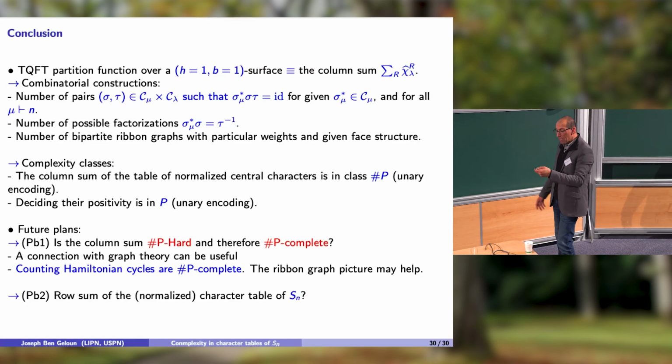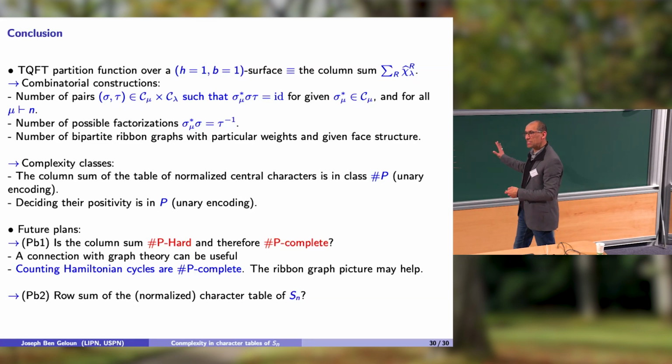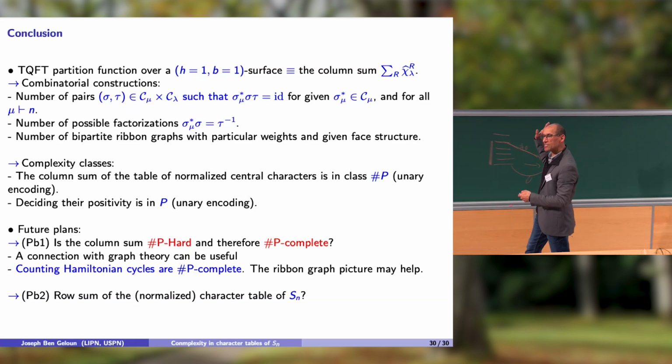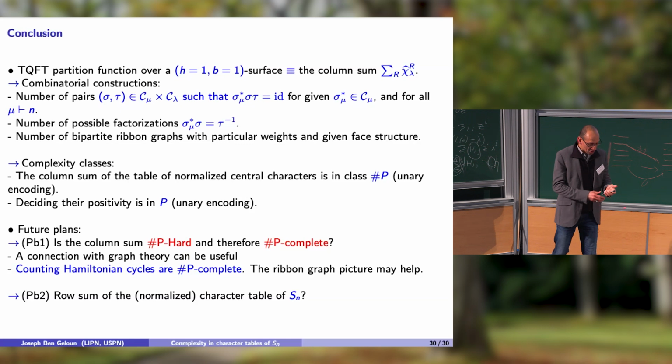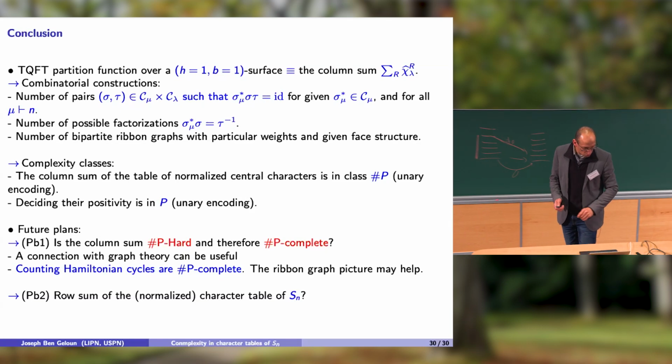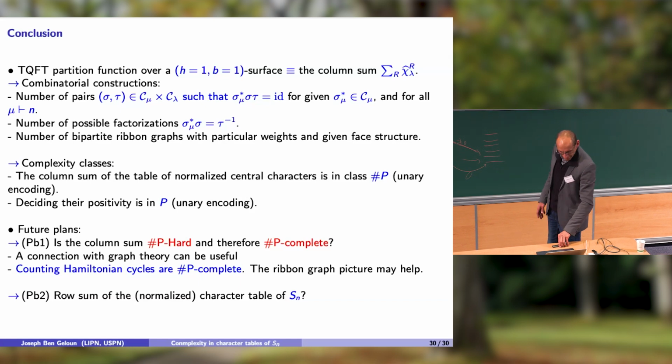And then what about the row sum? That's the only difficult problem here. We have solved the easy problem. What about the tough problem? Is this table easier? We don't think so, but perhaps it will lead us to a few differences. So I thank you for your attention.